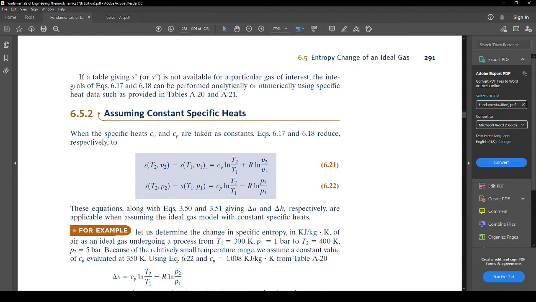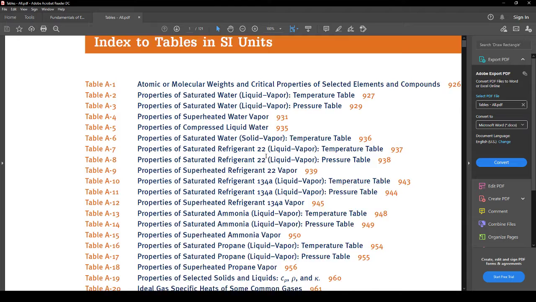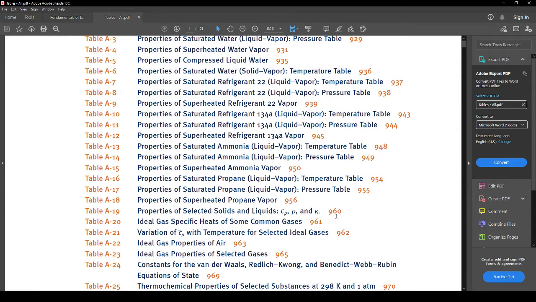So what constant specific heat assumption means is that, essentially, let's say obviously we have two temperatures, T1 and T2. Now, if you go and look in the tables for specific heats, you will find that at varying temperatures, specific heat does change, right? You can show this wherever it shows you specific heats. It looks like A20, I think. Yeah, A19, we'll go to there.